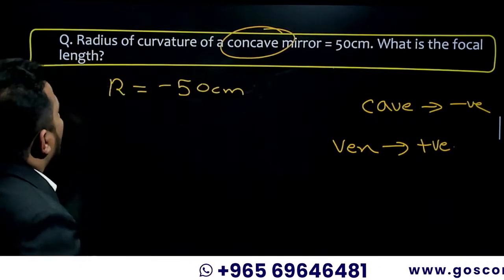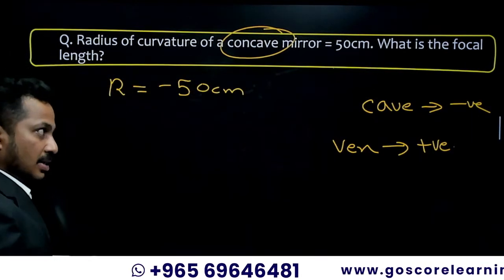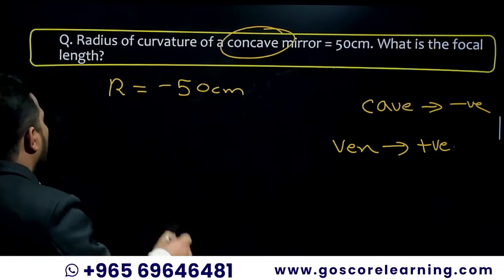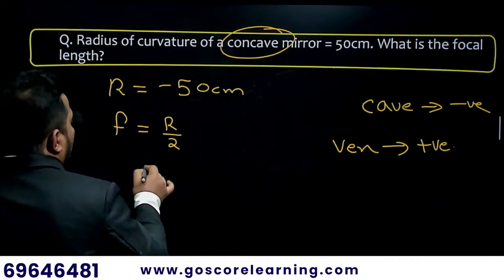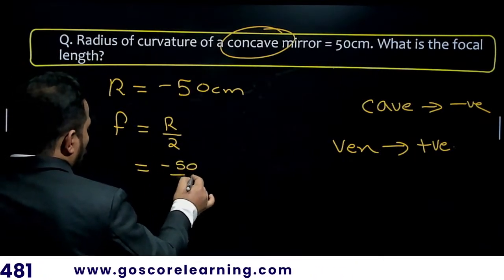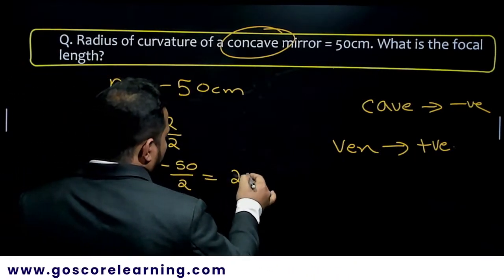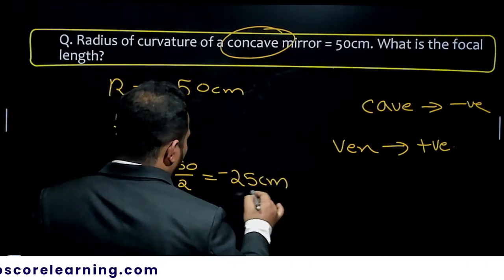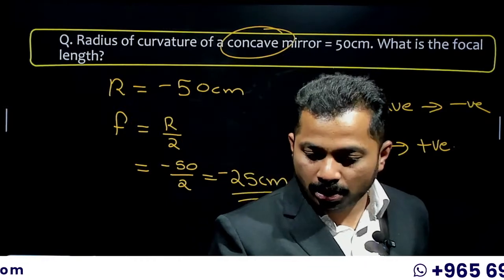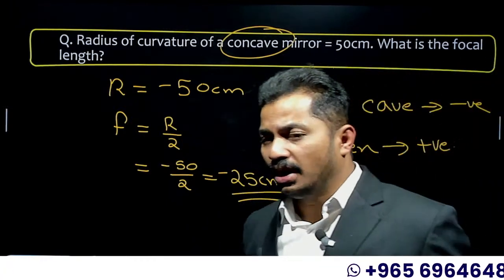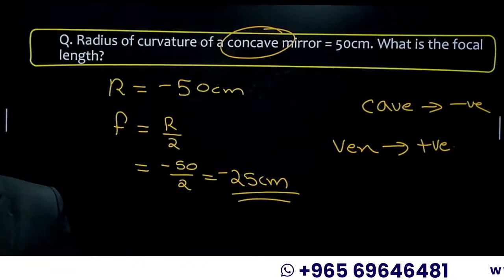Okay. So when R is equal to minus 50 centimeter, what is the focal length? We know F is equal to R by 2, this is equal to minus 50 by 2, this is equal to negative 25 centimeter. So those who are simply writing 25 are not going to get the mark. It is important to precisely write the answer with the sign.